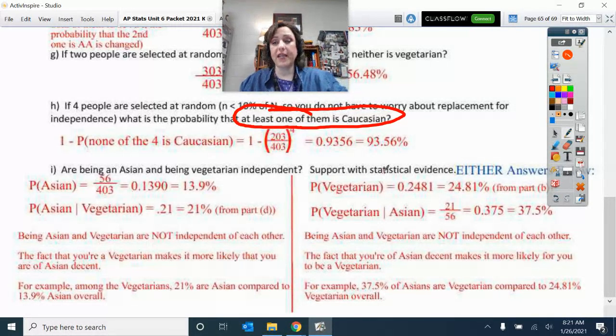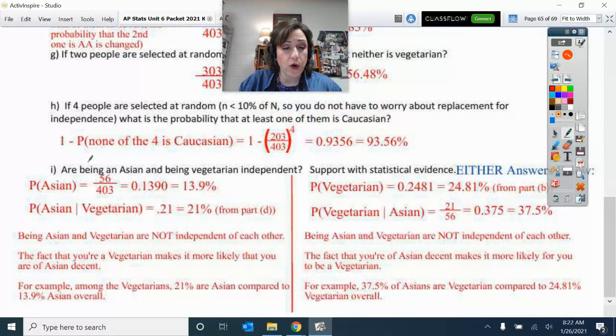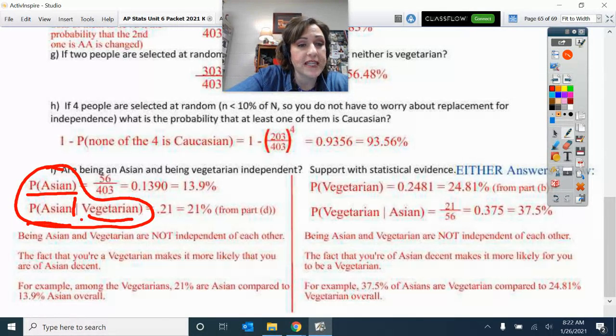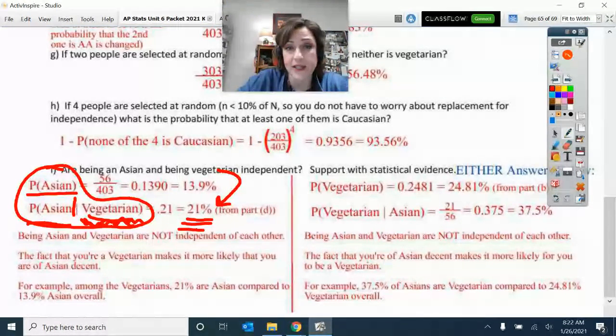And okay, now here is the way you would do the check for are being Asian and being vegetarian independent. You can do either of these halves, okay? And these are the only two ways to do it. So see this setup, probability of Asian, and then probability of Asian given that you're a vegetarian. So we're seeing if the fact that you're a vegetarian changes the probability of you being Asian. And I can tell it does. The fact that you are a vegetarian increases the probability that you are Asian.